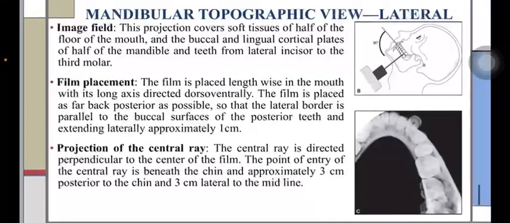Mandibular topographic view, lateral. In this, only one half of the mandible is seen, from the floor of the mouth, buccal and lingual cortices, and also lateral incisor to third molar. In this, the central ray is directed perpendicular to the center of the film. The point of entry of the central ray is beneath the chin, approximately 3 cm posterior to the chin and 3 cm lateral to the midline.